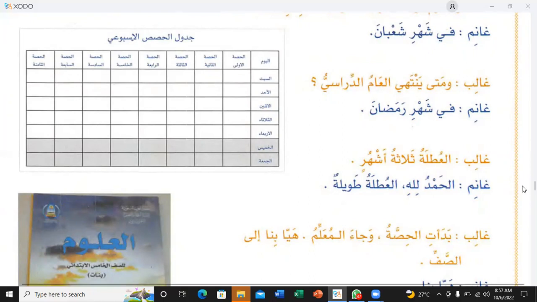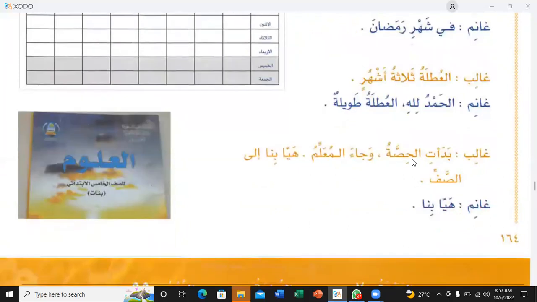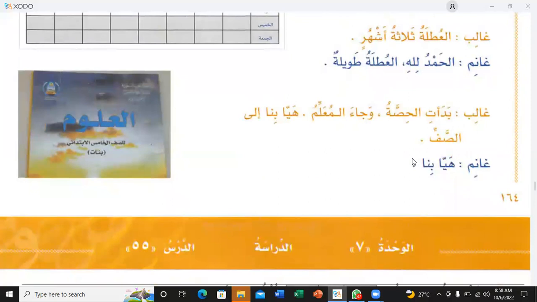في شهري رمضان, in the month of رمضان. غالب: العطلة ثلاثة أشهر. أشهر is the plural of شهر, months. Al-Utla Salasatu Ashhurin means the holidays are for 3 months. Ganim: Alhamdulillahi, al-Utlatu Tawilatun. Thanks to God, the holidays are long.